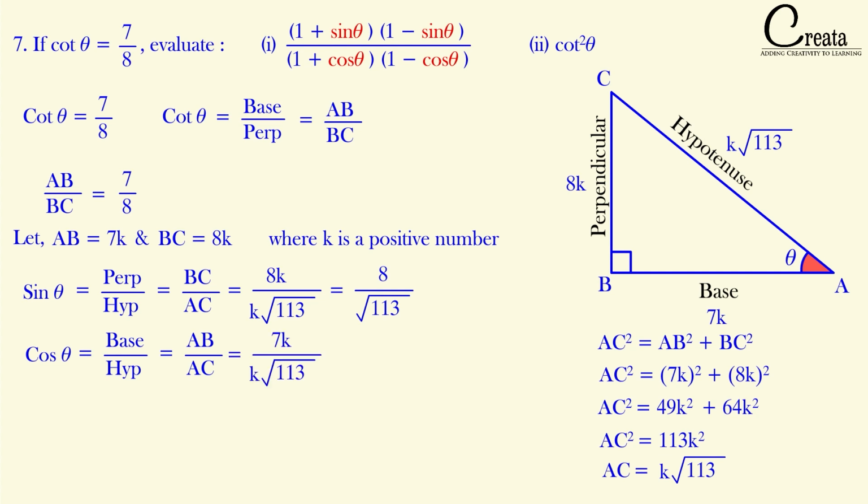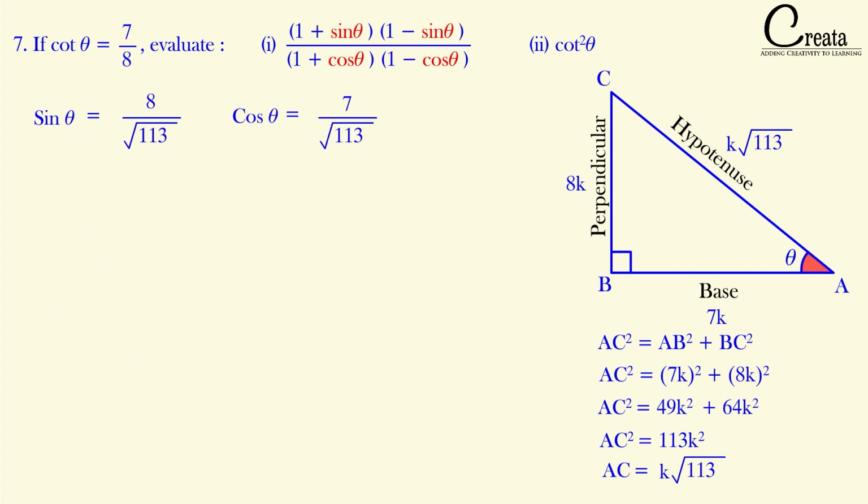On solving, we got cos theta as 7 upon root of 113. We got sin theta and cos theta. We can directly put the value of sin theta and cos theta in the equation to get the final value.